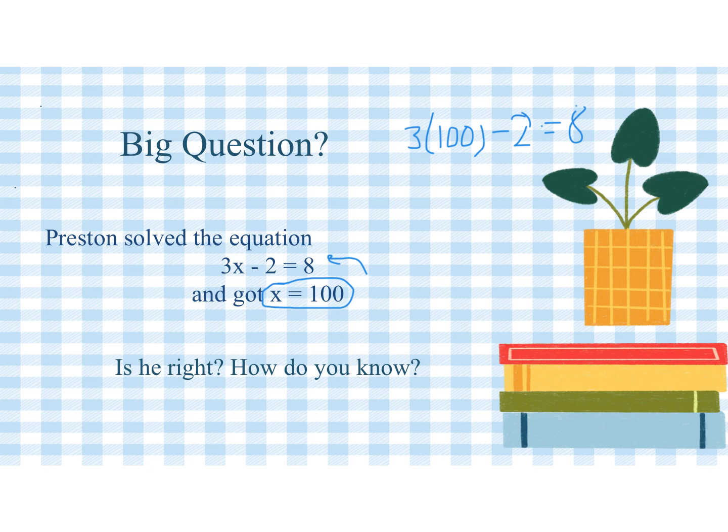Sorry, I'm using a different marker and it's not working well. I would end up with 300 minus 2, this is driving Mrs. Brewer crazy, is equal to 8. Well, 300 minus 2 is 298. And we both know, all of us, that that does not equal 8. So is he correct? No.